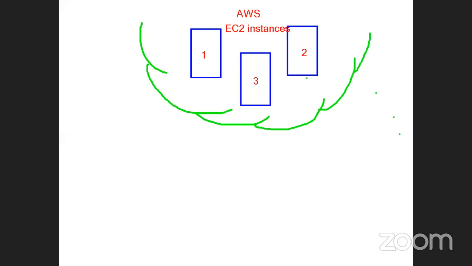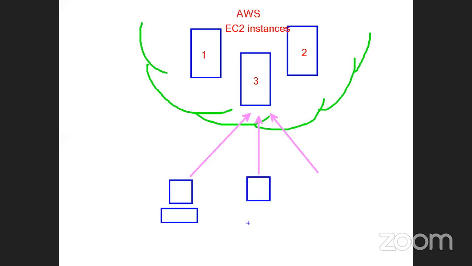See, to connect to the server, we have some options here. I'll show these 3 options for you. You'll find the 3 options: my IP, anywhere, and custom.